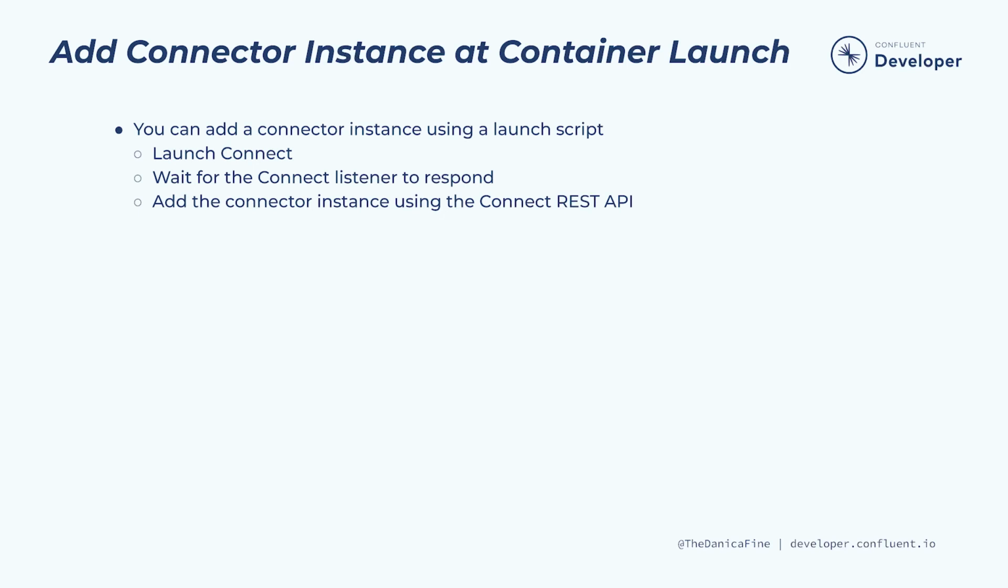via an external automation. However, you might find, perhaps for demo purposes, that you want a self-sufficient container that also adds the connector instance when it starts. To do this, you can use a script that launches Connect, waits for the Connect listener to respond, and adds the connector instance using the Connect REST API.